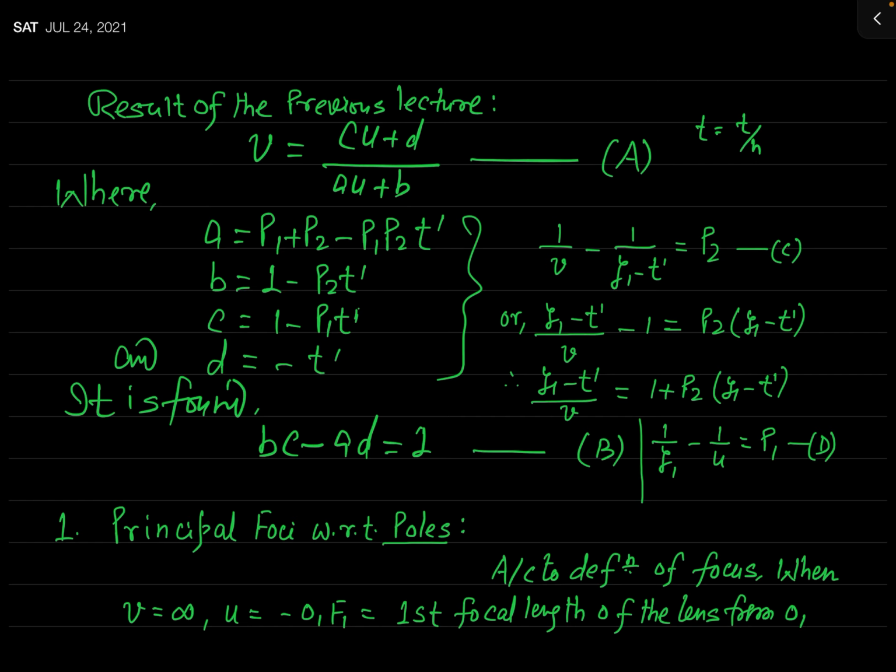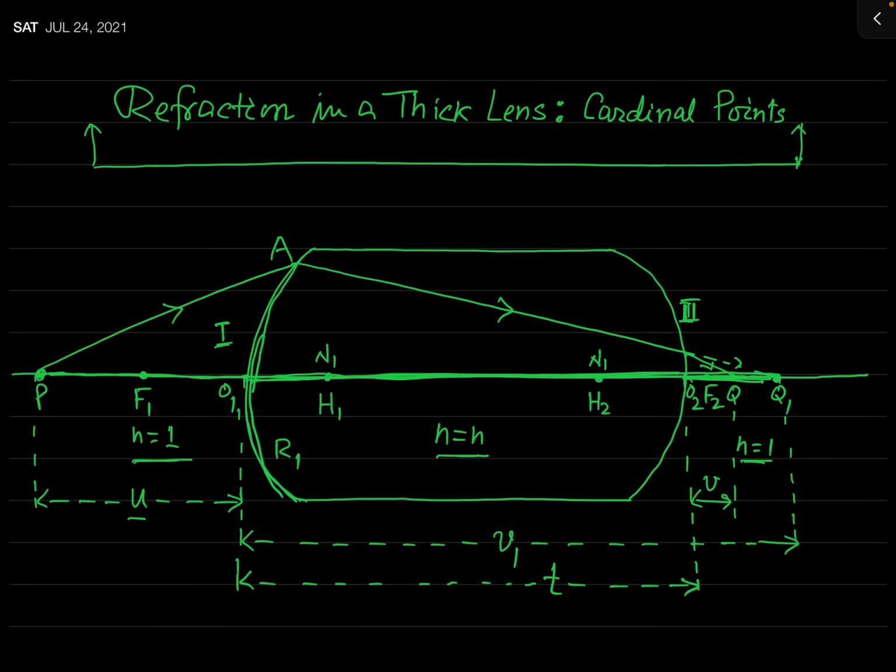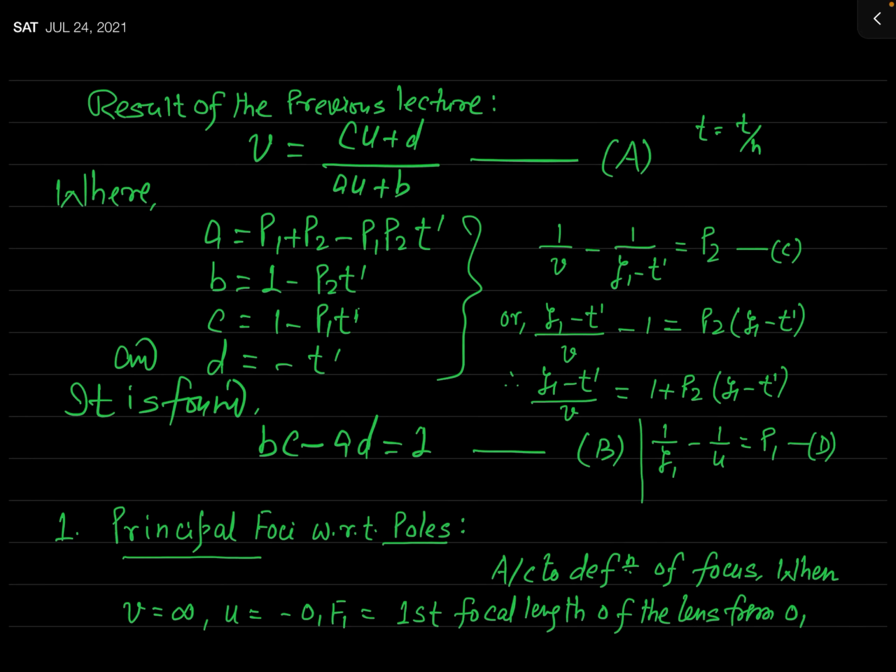Now let us see how to find the different cardinal points in the case of this thick lens. In this regard, first of all, we will locate the principal foci of this lens with respect to the poles O1 and O2. O1 is the pole of the first surface and O2 is the pole of the second surface.